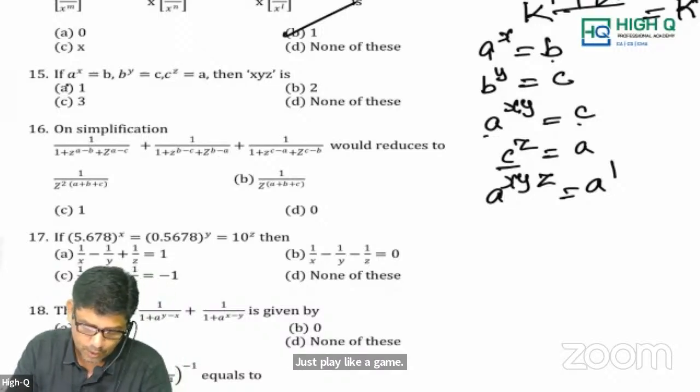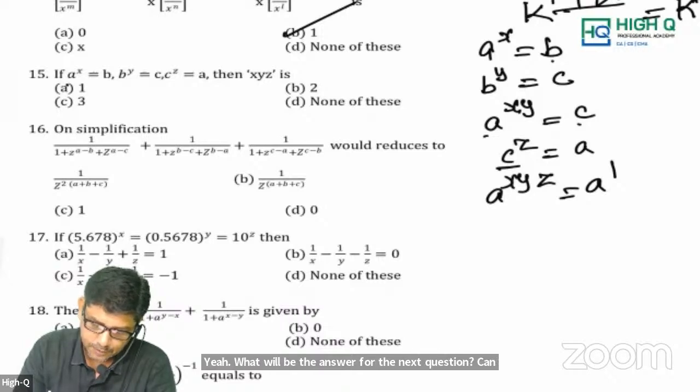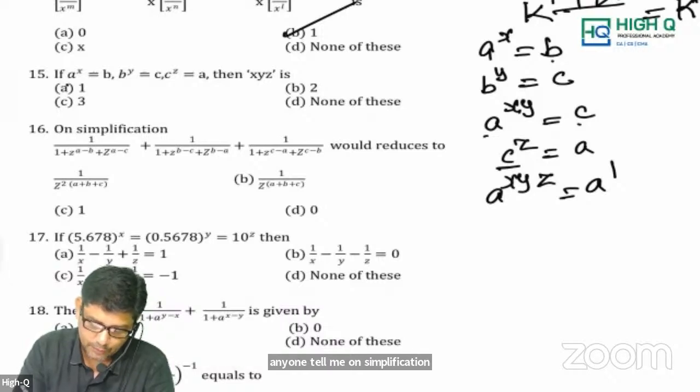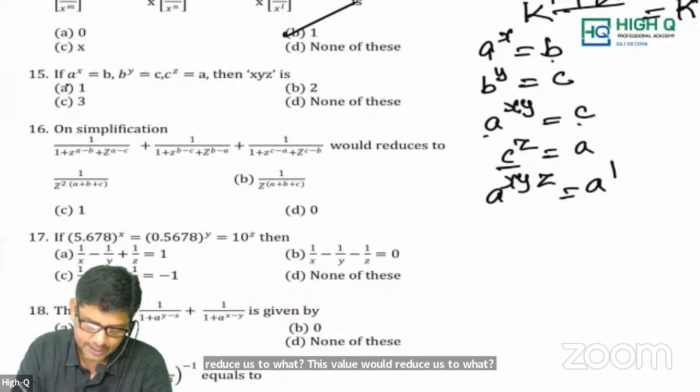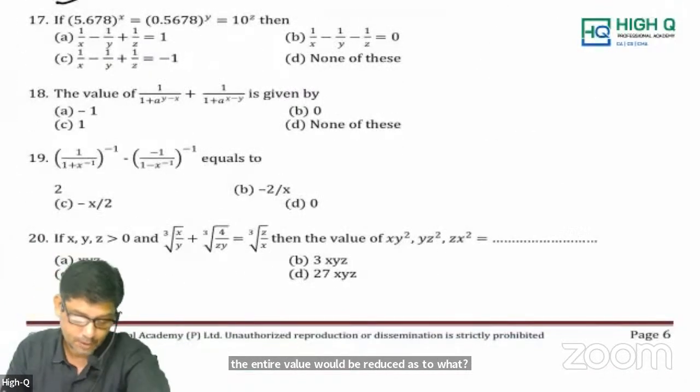Yeah. What will be the answer for the next question? Can anyone tell me? On simplification, this value would reduce to what? The entire value would be reduced to what? 1. Again, it's a cyclic expression, the rule you can use. Fine.